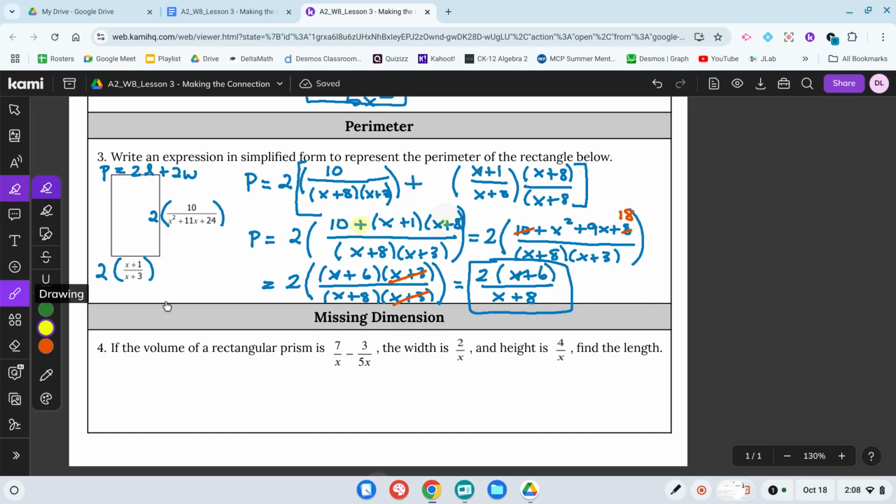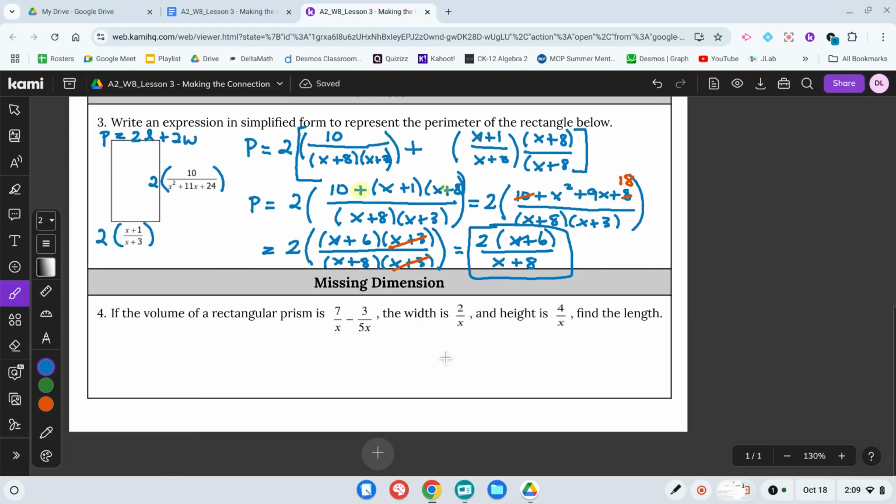Okay, and the last one is asking us to find a missing value. So we're still doing volume of a prism. So this is still going to be length times width times height. And this time though, they give us the volume. So it says if the volume of a regular prism is 7 over x minus 3 over 5x, this is my volume. The width is 2 over x and the height is 4 over x, and they're asking us to find the length.